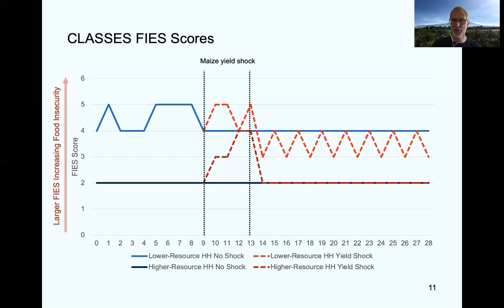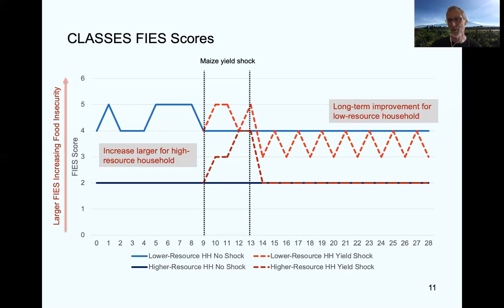And that's what we see with those up and down lines starting in quarter 14 in this graph for that lower resource household, okay? So the increase in food insecurity is actually larger for the high resource household, which is different than what we saw when we looked at the food consumption expenditures. But there's a long-term improvement for the low resource household.